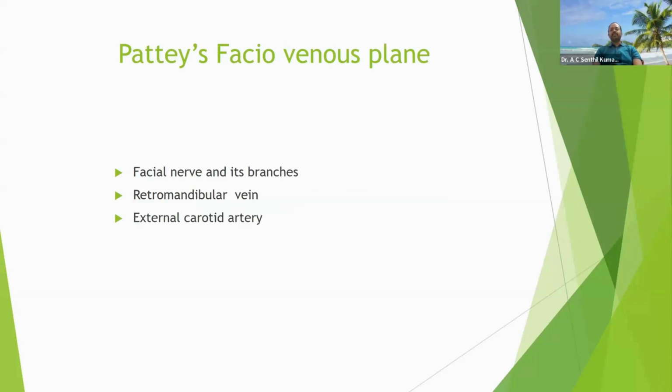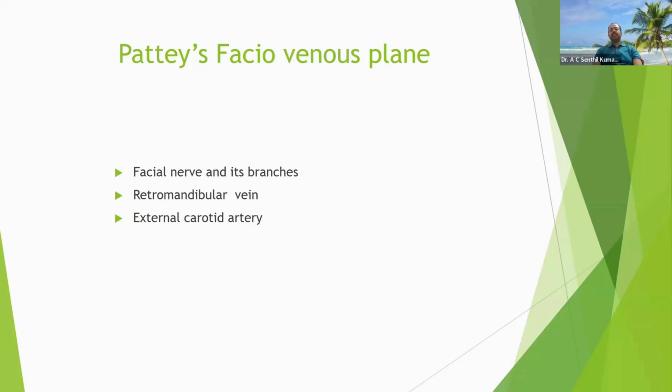Another important thing that you should be aware of is the Patey's fasciovenous plane. Now, this Patey's fasciovenous plane has three important structures: a nerve, a vein, and an artery. The main important nerve is the facial nerve and its branches. We will deal with the branches of the facial nerve and their importance. Very, very important structure. And then there is the retromandibular vein and the external carotid artery which goes in them.